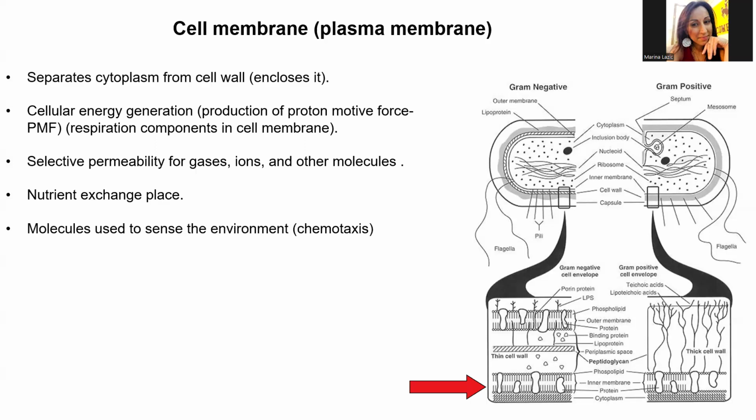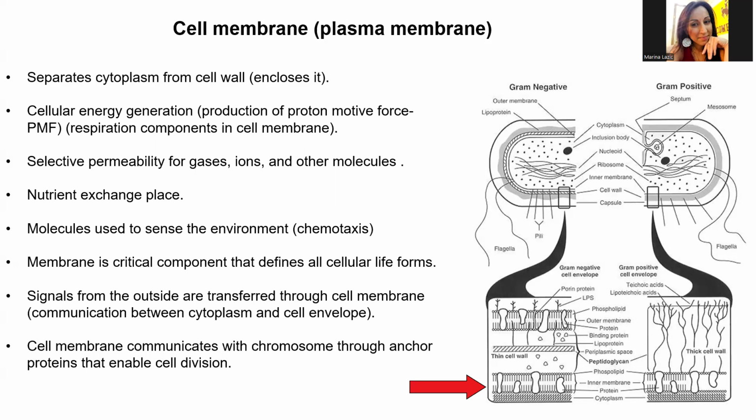As you probably remember from last week, the cell membrane is the place where chemotaxis molecules are located, which are molecules that a prokaryotic cell uses to sense the environment. And with all of these roles, we usually say that the cell membrane is a critical component that defines all life forms, us and bacteria and archaea. Through this cell membrane, signals that are coming from the outside world are transferred to the cell, and that's where all that communication is happening. So it's literally a main role.